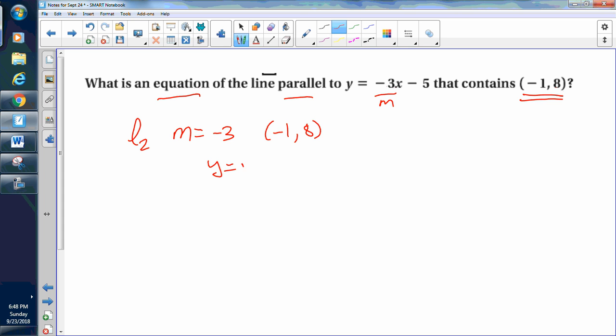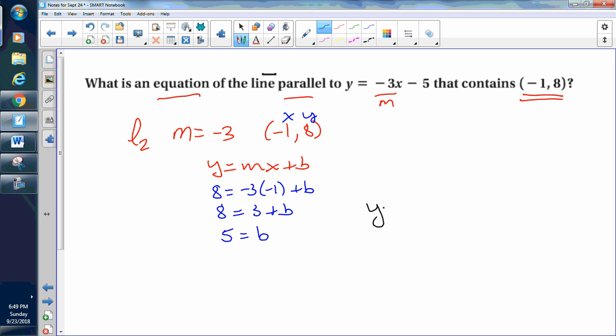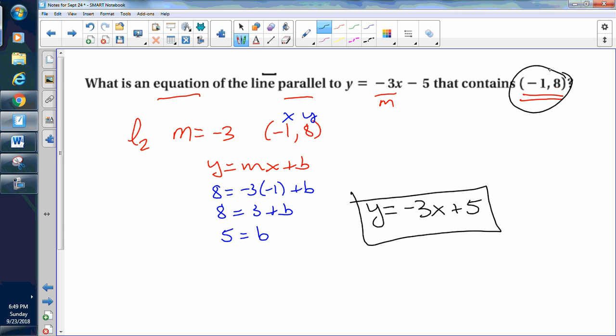We use y equals mx plus b. We know this is x and this is y. So 8 equals negative 3 times negative 1 plus b. 8 equals 3 plus b. Subtract 3, b is 5. And so our equation would be y equals, the slope is negative 3 times x plus the b value of 5. And that would be the equation of the line that is parallel to the given one and passes through the point negative 1, 8.